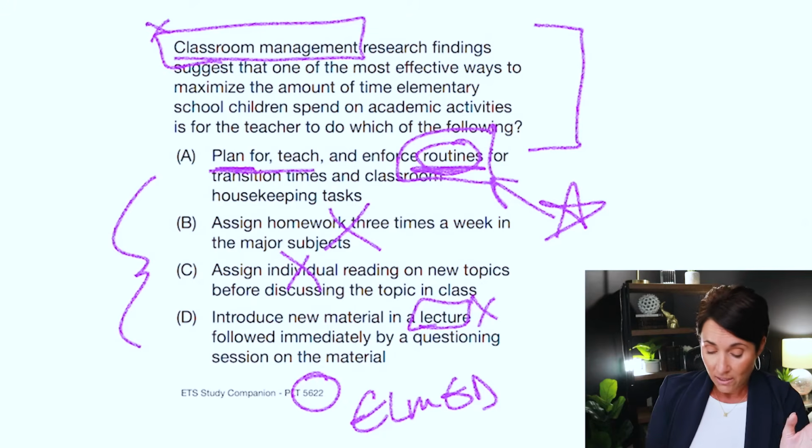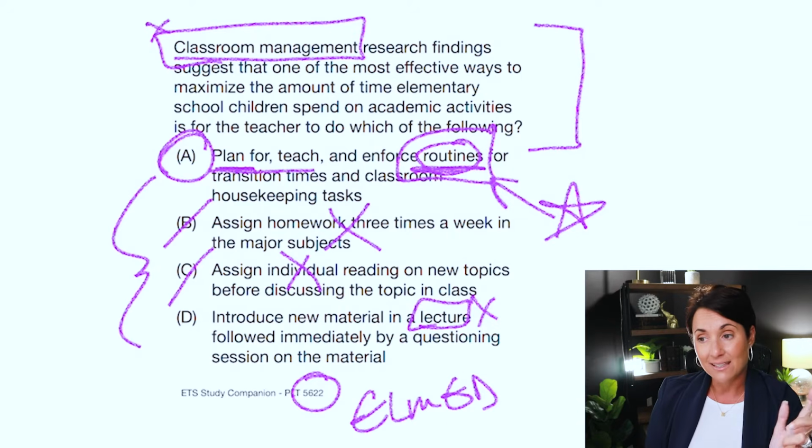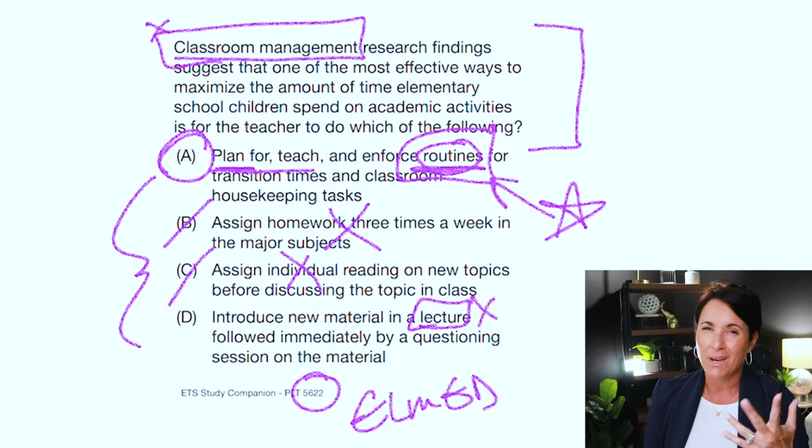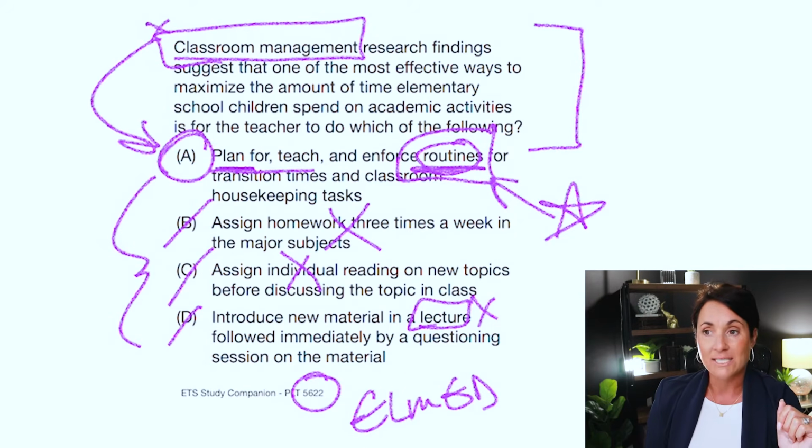And in order to do that, we need to do A, plan for, teach, and enforce routines continuously for transition times. This is why A is the best answer here. But you can see immediately I eliminated B and C, and D was kind of on my not so high up good words list. As soon as I saw classroom management, I immediately should have gone to A.